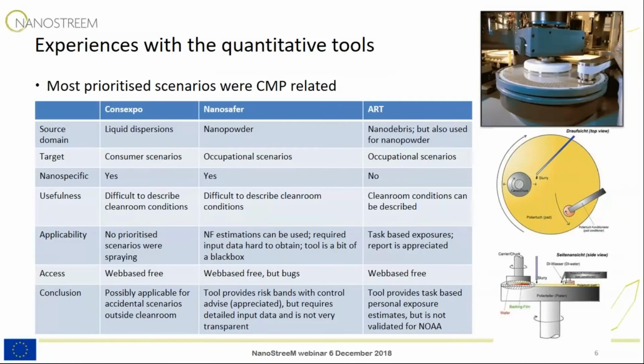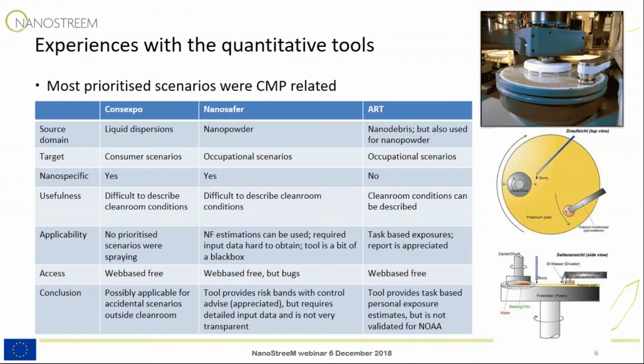Again, it's Consexpo, NanoSaver, and ART. Consexpo for liquid dispersions, as I just told you, NanoSaver for nanopowder, and ART for abrasive activities. But if we go deeper into the tools, we know that Consexpo actually is developed for consumer scenarios. NanoSaver is for occupational scenarios, and also ART is for occupational scenarios. Consexpo is developed as a nano-specific tool. NanoSaver is also nano-specific, but ART is not.